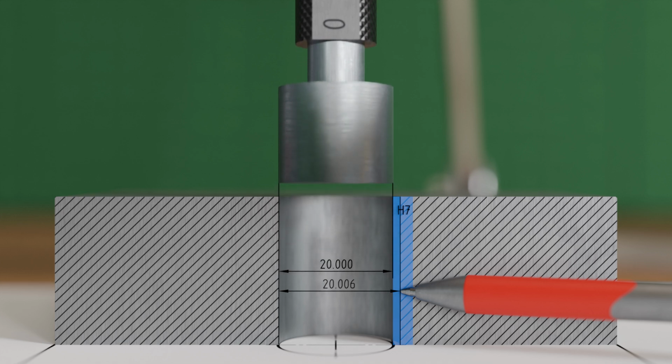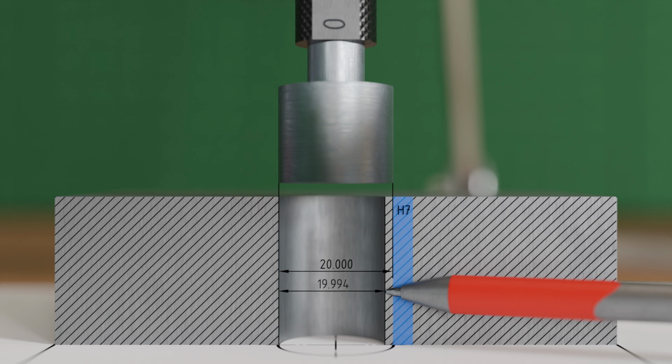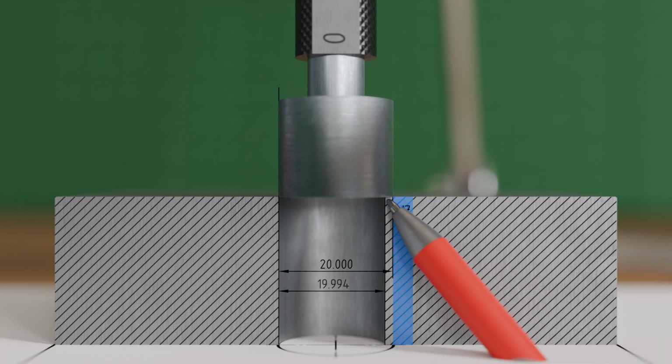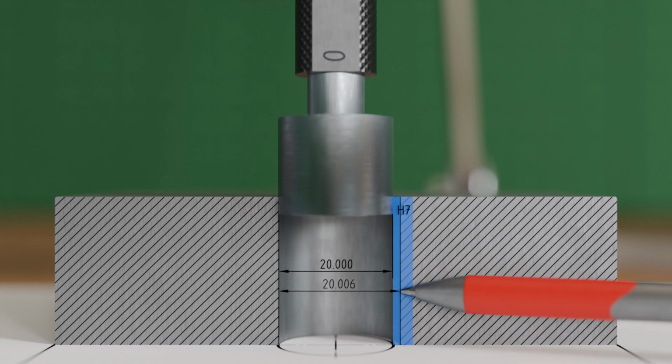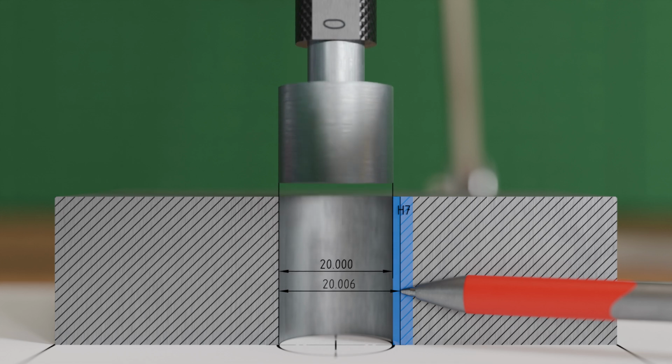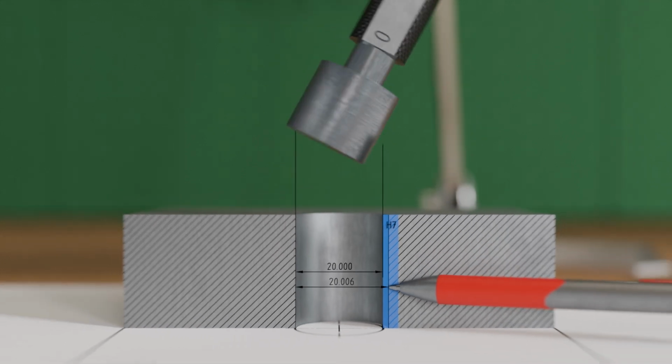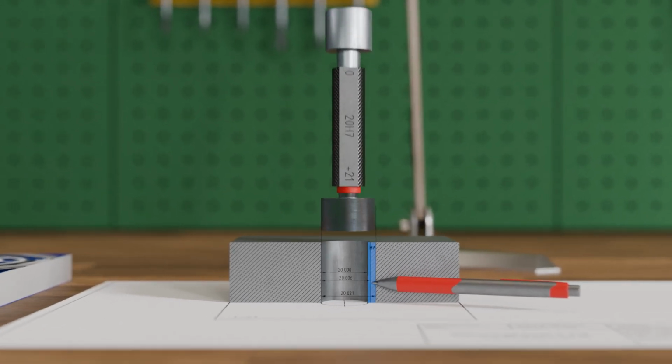If the actual dimension of the bore were for example 19.994 millimeters, the minimum dimension of 20 millimeters would be undershot and the limit plug gauge would not fit into the bore with the go side. Therefore, the limit plug gauge must always slide into the bore with the go side without great force in order to check dimensional accuracy. After the minimum dimension has been checked with the go side, the no-go side is used to verify whether the bore exceeds the maximum dimension.